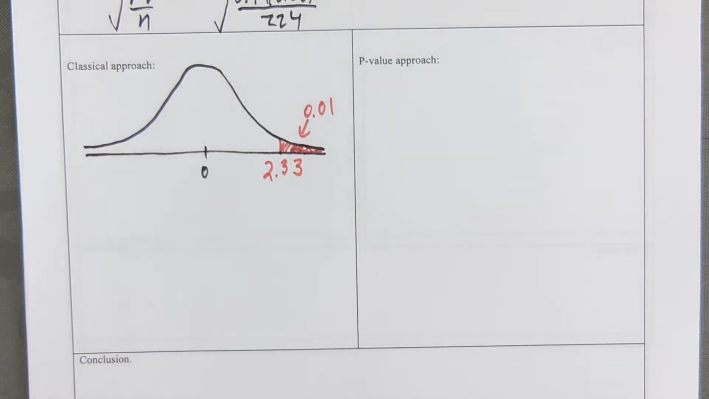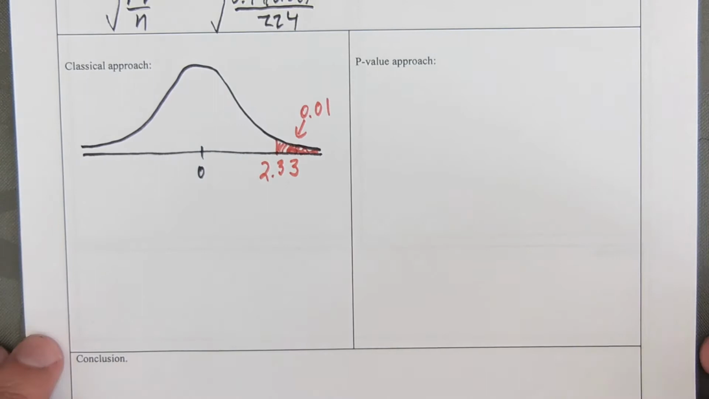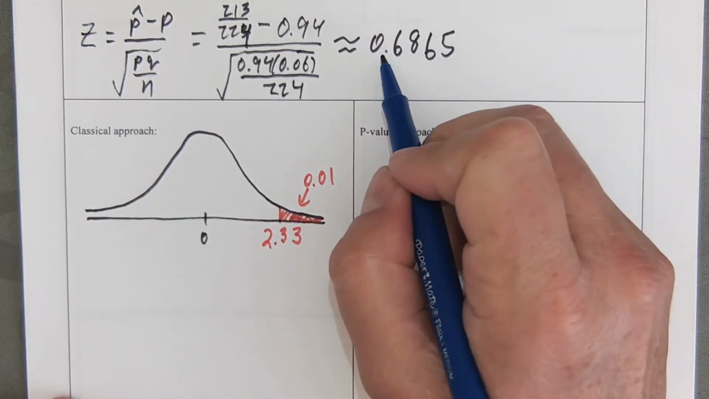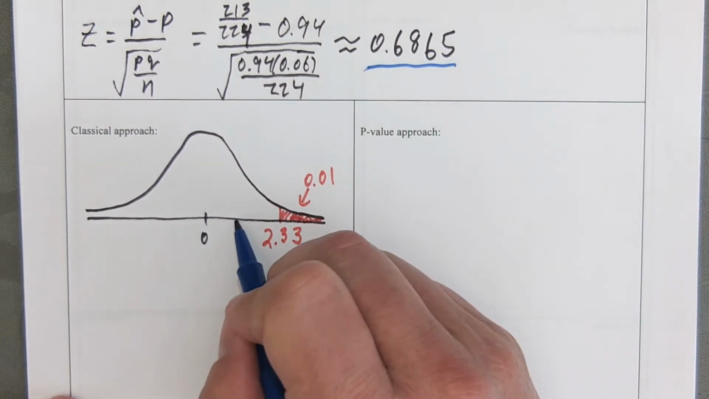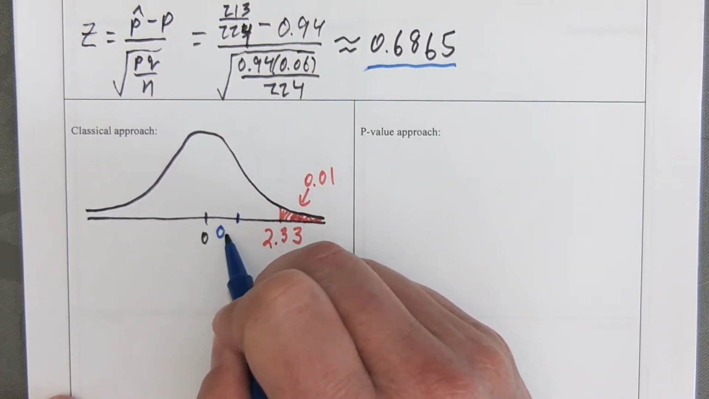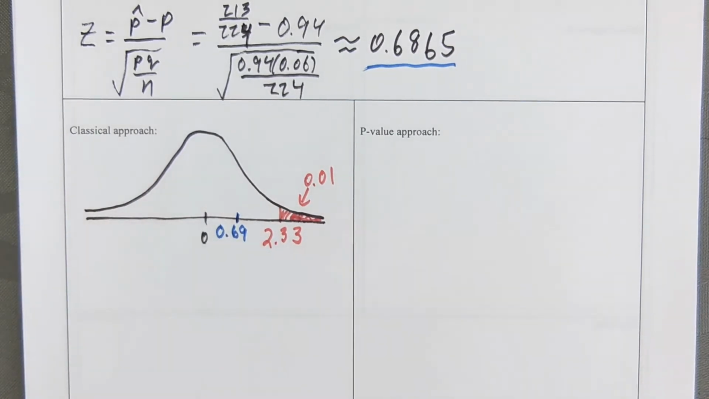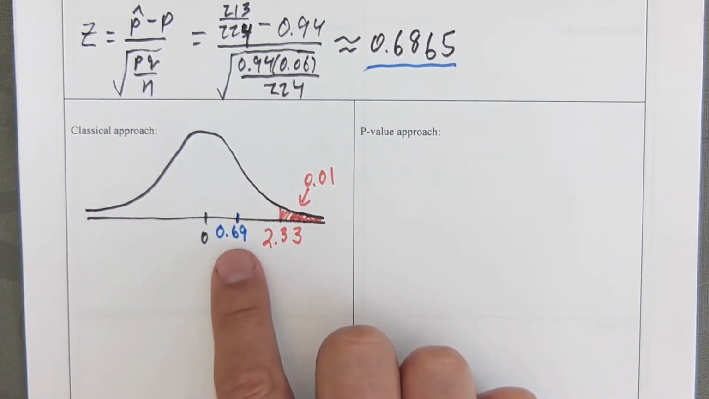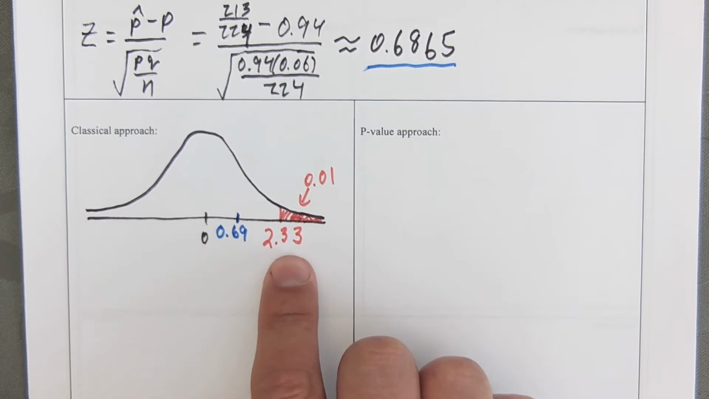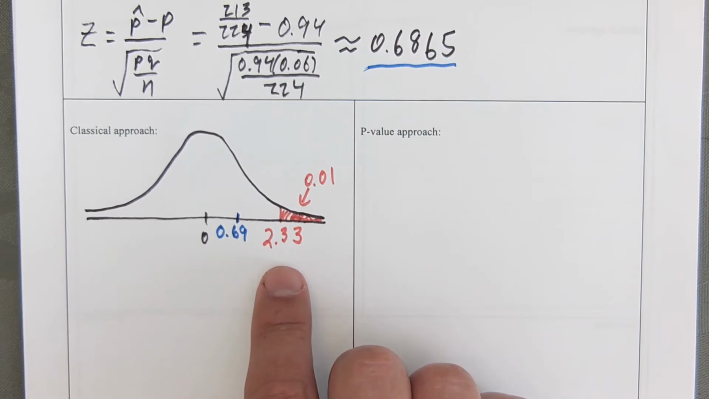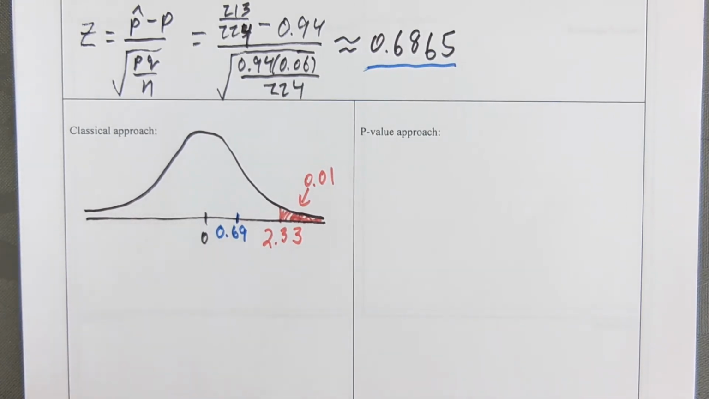Now, our test statistic, which we just found, which is up here, is way over here, 0.69, we'll say, rounding that off. And we can clearly see that the test statistic is not in the critical region. So that's how we would compare those. If you look back to the previous set of notes, we can make sense of that. And we'll come to a conclusion here in just a moment.